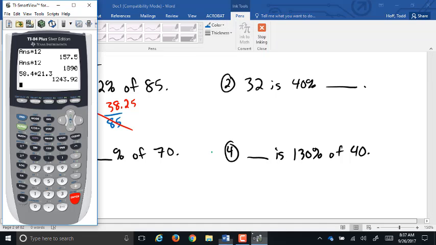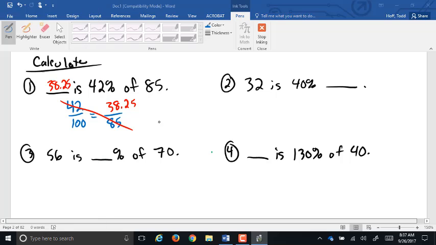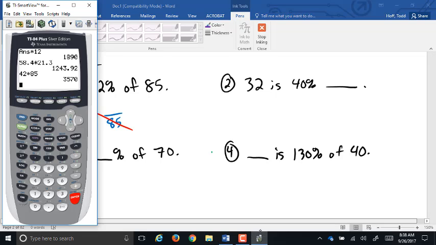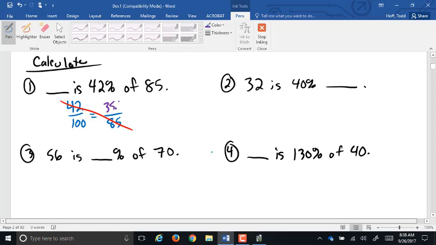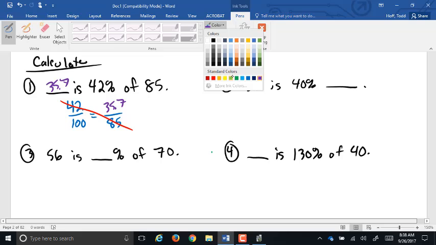No? Well, let's see here. 42 times 85. 35.7. That looks a little bit better. Notice that's why it paused. So anyway, what was that? 35.7. Okay. That's the joy of having the power over the controller.